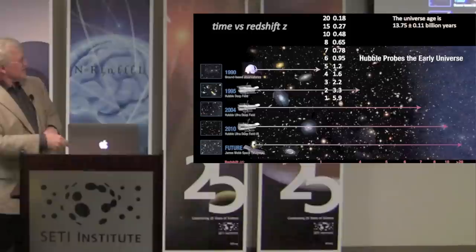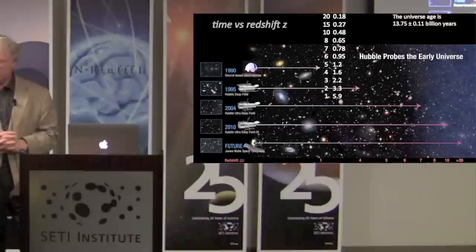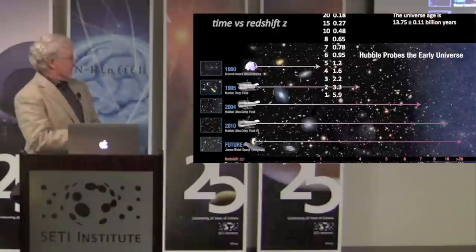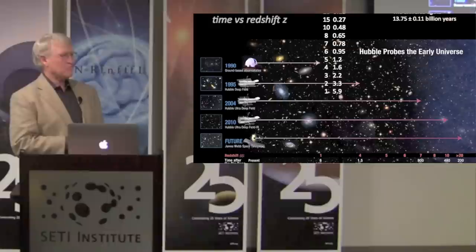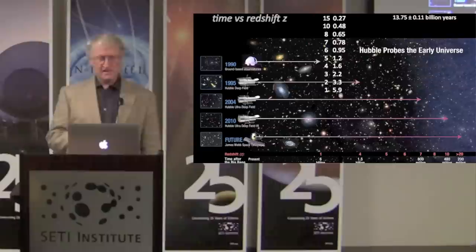And what is interesting, and of course, the age of the universe, we now know extremely well, remarkably well, 13.75 billion years. And what has changed over the 20 years or so since we first launched Hubble is that we can push out to way earlier times. In the early 1990s, before Hubble went up, we could basically look at galaxies that were just half the age of the universe, looking back 7 billion years or so.